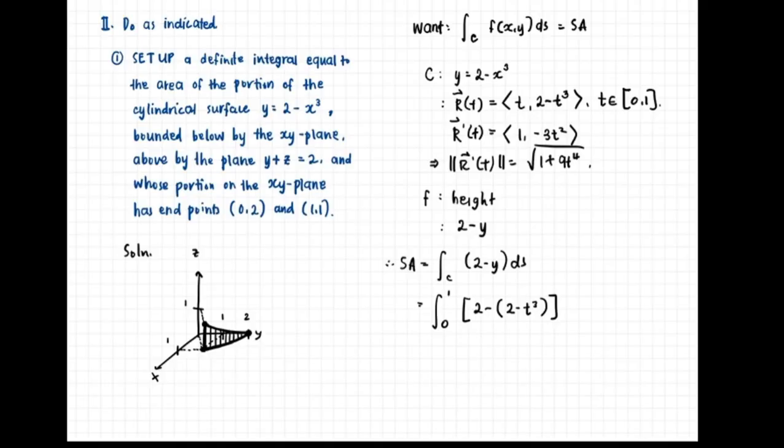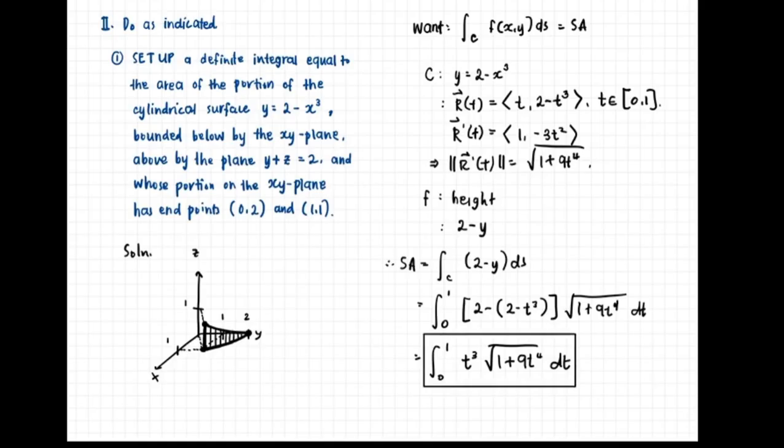And then ds is replaced now by the square root of 1 plus 9t to the fourth multiplied by dt. And so this is equal to the integral from 0 to 1 of 2 minus (2 minus t cubed), which would be t cubed, times the square root of 1 plus 9t to the fourth power dt. And so this is our final answer since we're simply asked to set up.